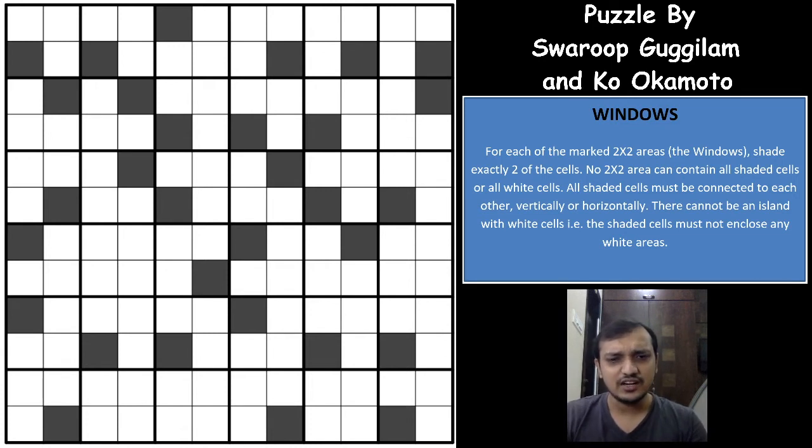The second thing is that the moment you get this logic that you cannot form a checkerboard pattern, even if you have a shaded cell, so these are the shaded cells that are already given in the grid. These are the ones that are already given in the grid.